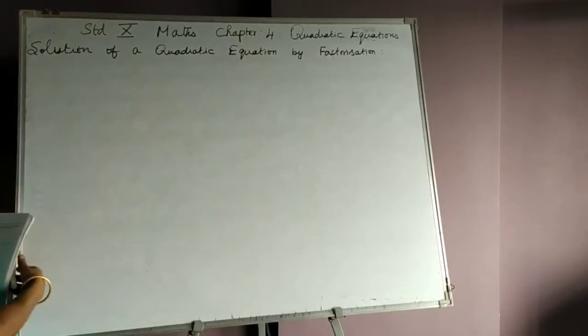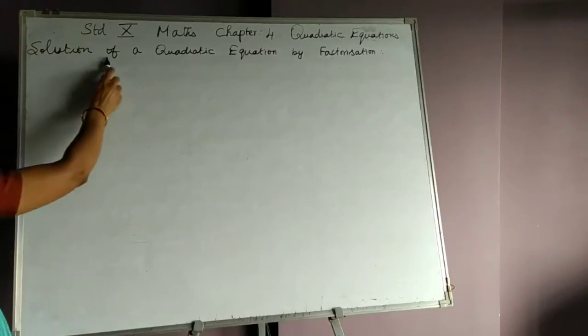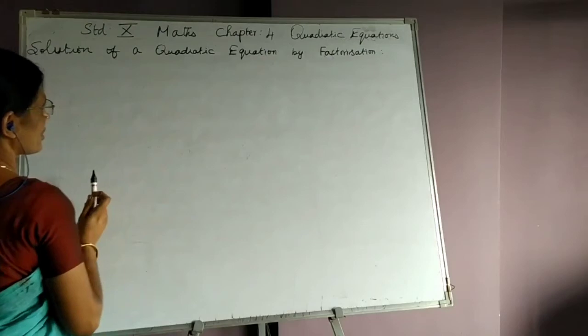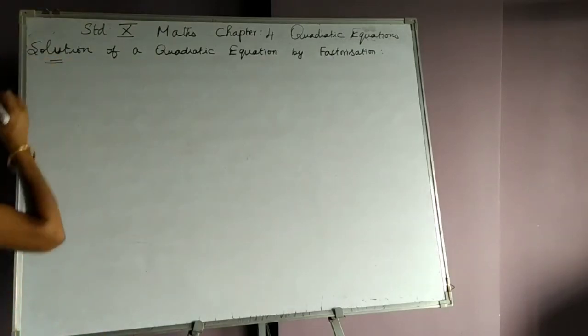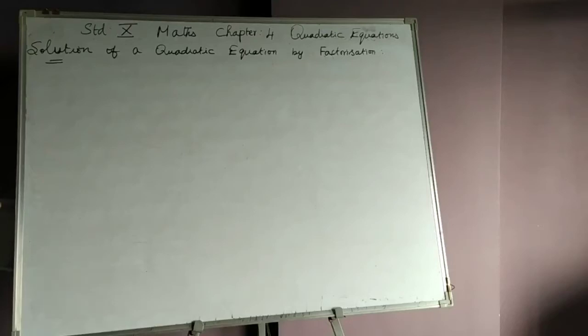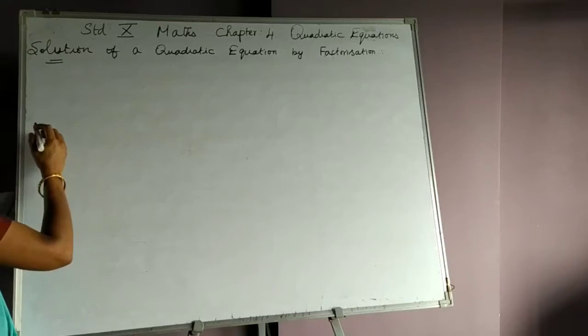We are continuing the fourth chapter, quadratic equations. Today we are going to see the solution of a quadratic equation by factorization. Let us understand the term solution. It is the value of x which satisfies the given equation.